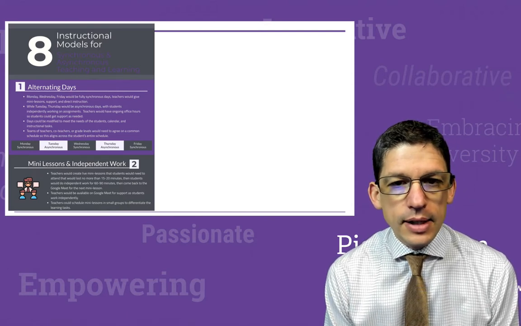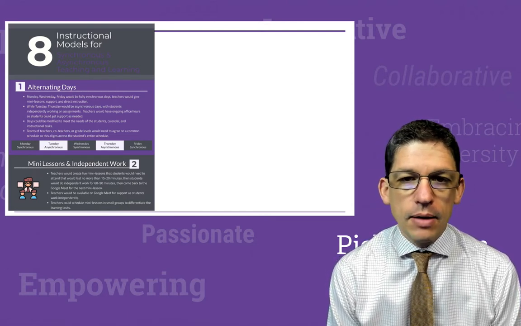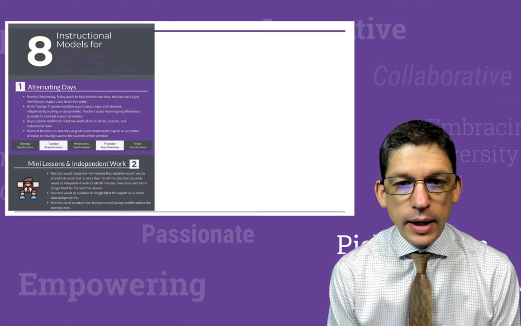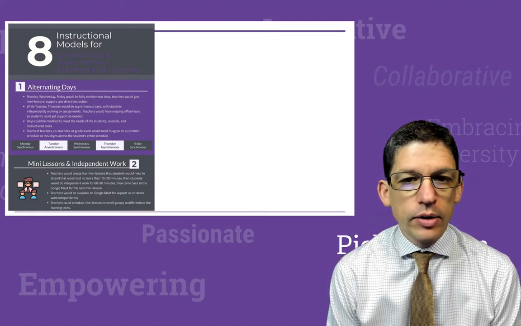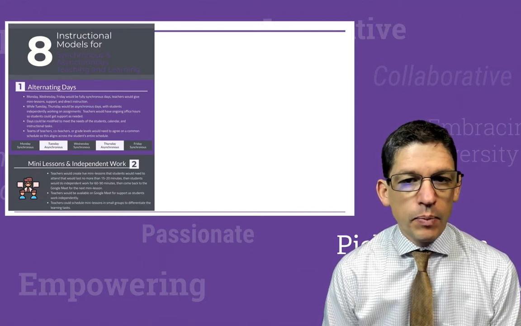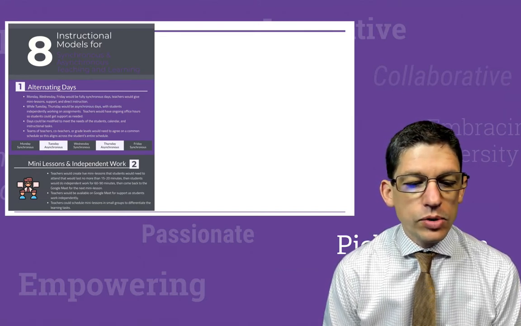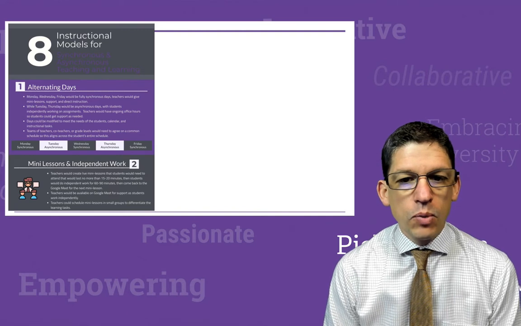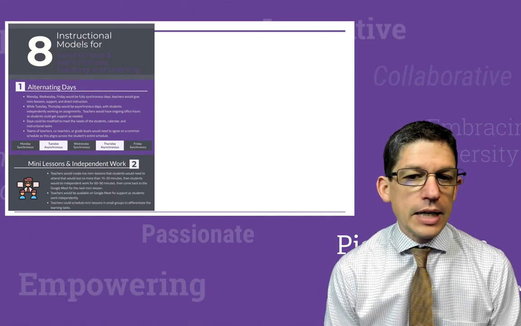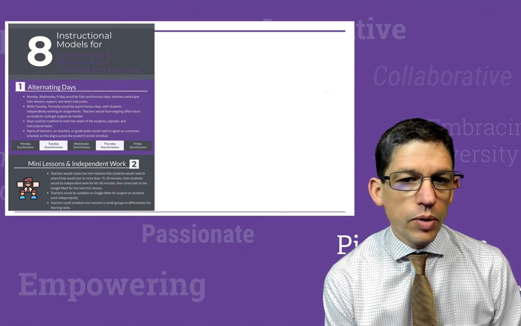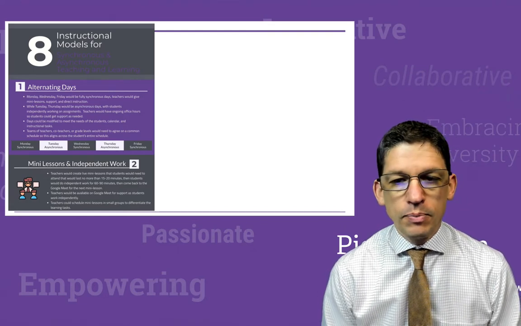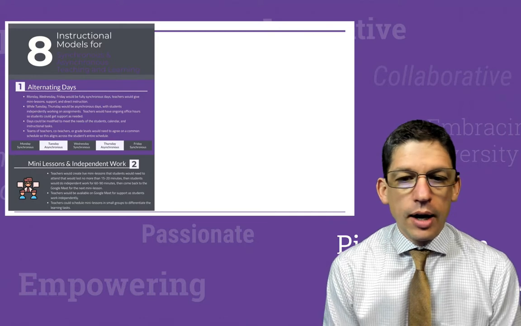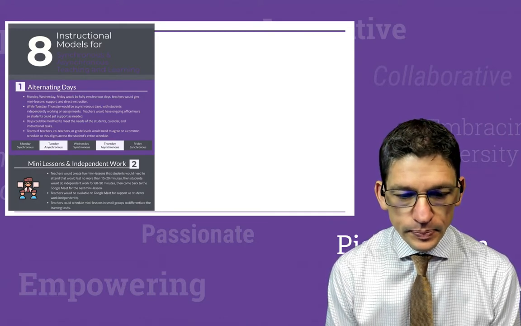So what we may see is you may see an alternating day model. This would mean Monday, Wednesday, and Friday would be synchronous, where the teacher would be interacting with them more. And then on Tuesdays and Thursdays, it would be more group type work, but the teacher would still be available through office hours or through a Google Meet link if the kids needed to check in or needed more information or additional help with the assignment.